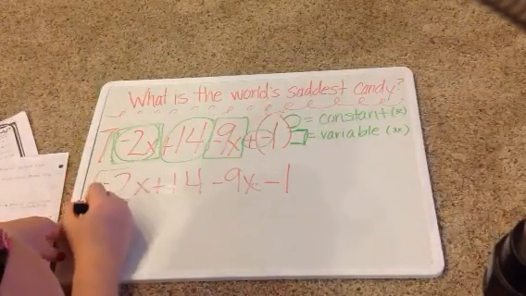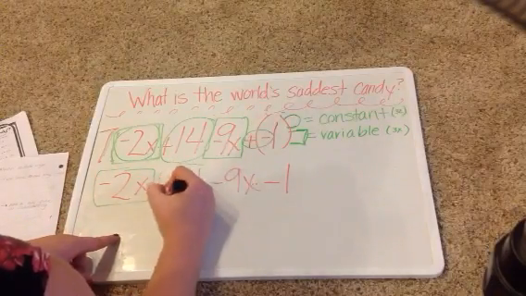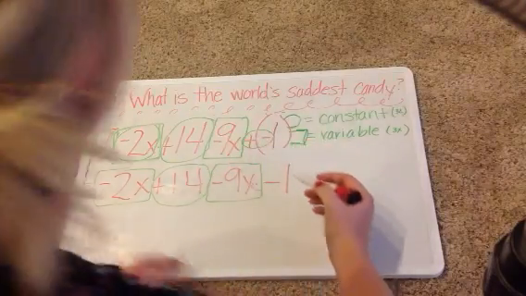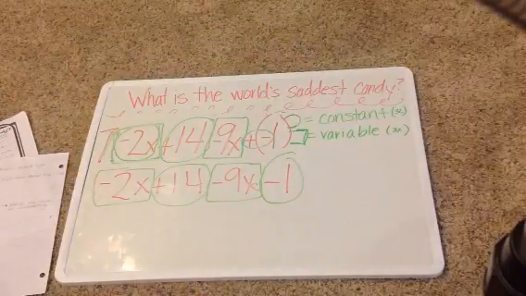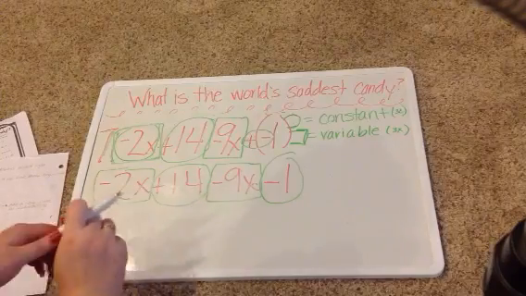So let's go ahead. We got some of these done. So we're going to box negative 2x. We're going to circle positive 14. We're going to box negative 9x. And now we can circle our negative 1 constant. So let's go ahead and just work with our variable numbers first.